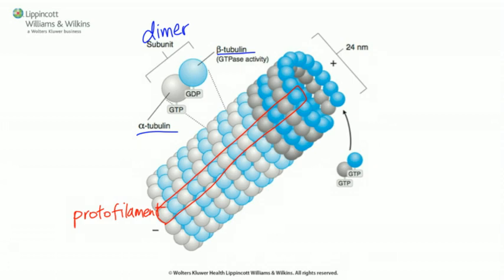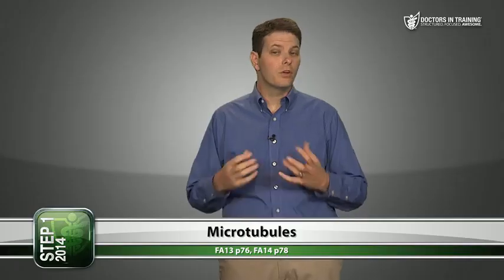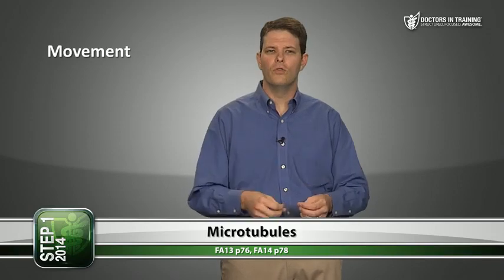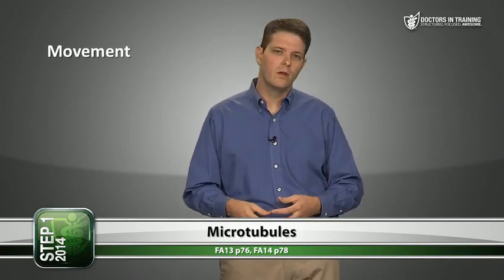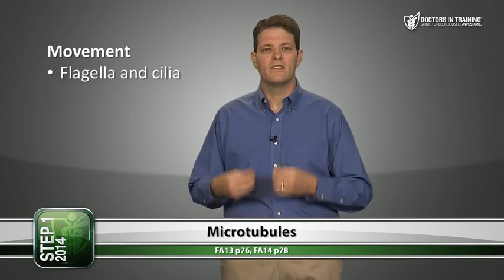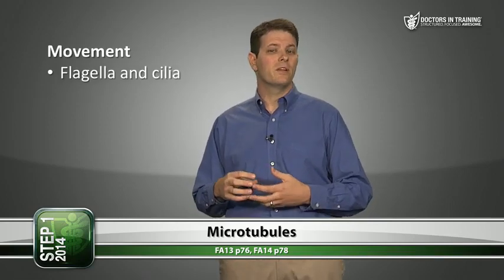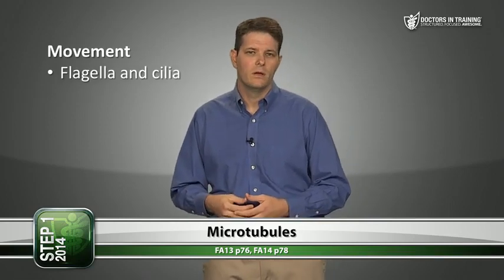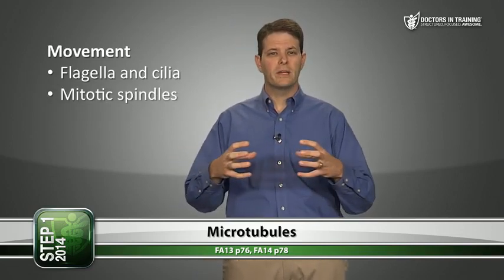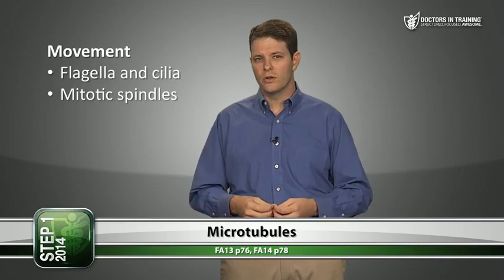And the way the alpha and beta subunits are arranged, they form a spiral or a helix that runs the length of the microtubule. Now, in terms of function, I want you to remember movement. Microtubules are involved with movement, a couple of different kinds of movement. For starters, microtubules are an important part of the structure of flagella and cilia, and they're what enable the cilia to move, as we're going to see shortly. Microtubules are also part of the mitotic spindles, which are what pulls the duplicated chromosomes apart during nuclear division.